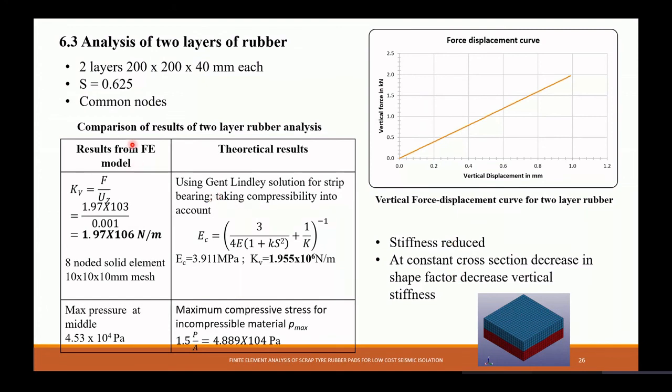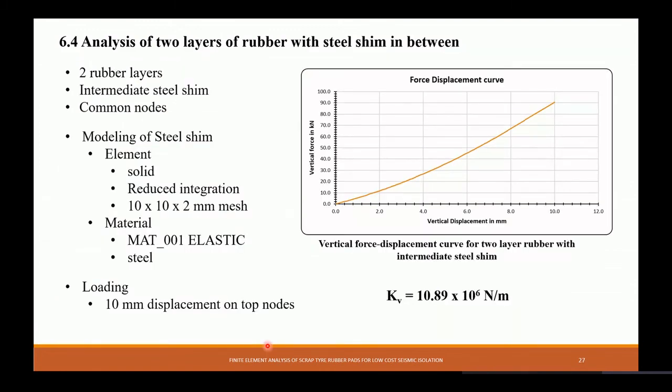Okay, and we did the analysis using finite element model as well, and we tried to find out what is the vertical stiffness. So vertical stiffness comes out to be 1.97 into 10 to the power 6, and a theoretical result is basically 1.955 into 10 to the power 6. Okay, again it matches very closely with the theoretical results. Okay, and the peak pressure 4.53 into 10 to the power 4 also matches with the theoretical stress here, which is 4.9 into 10 to the power 4.